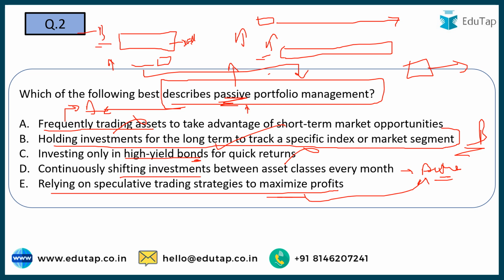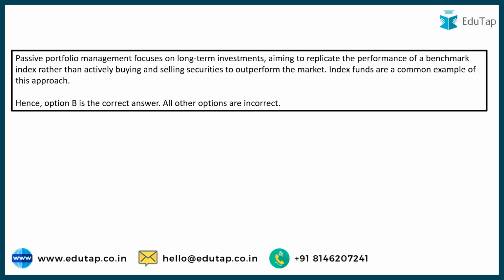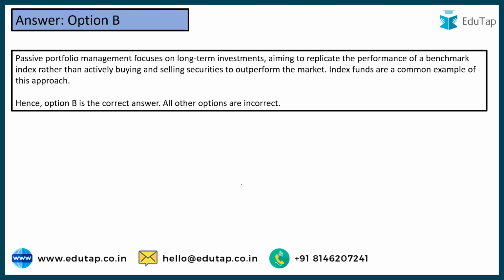Even if you read the explanation with me, the correct answer will be option number B only. Passive portfolio focuses on long term investment. So you put your money in Reliance today, for example, and then you will sell it after 15 years. Definitely Reliance will grow in multiple segments, because Reliance is an evergreen company of India. So your money will also grow with Reliance.